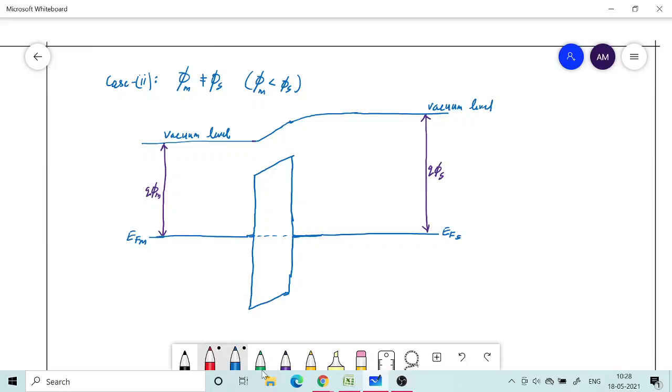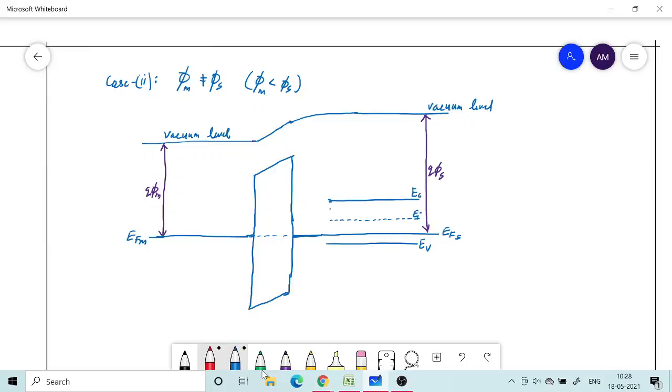Now what about the situation of other bands in the semiconductor? Away from the oxide layer you can draw things very easily, but as you get nearer to the oxide layer you have to be careful how you draw it. So away from the interface, say this is my EI, and then I have EC.